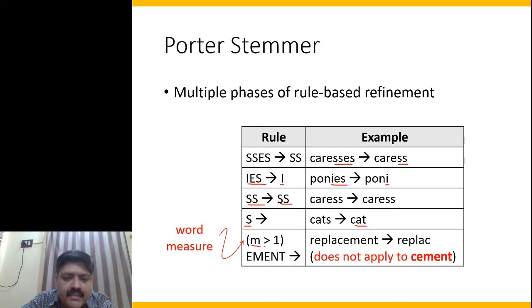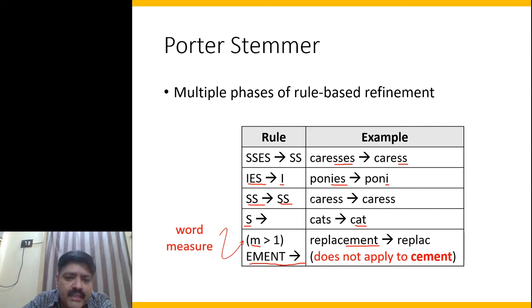It simply says that if M is greater than 1, then apply this rule, which simply removes EMENT from the suffix. So EMENT should be removed only if the prefix length is more than 1, right? So this rule does not apply to cement, but it applies to replacement. There are many such rules.